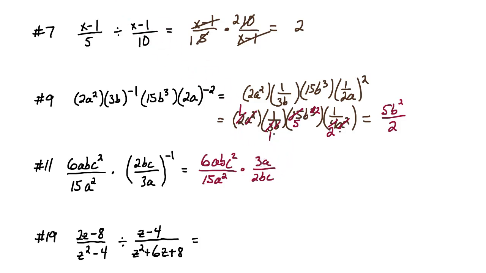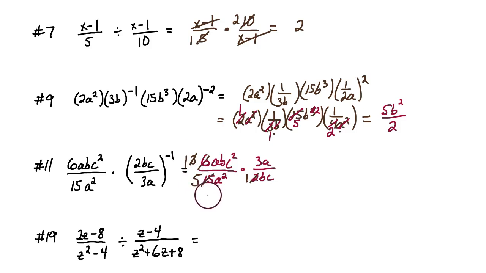Let's look for any reducing. There's a 6 on top and a 2 on the bottom. Both of those divide by 2. So 6 divided by 2 leaves 3, and 2 divided by 2 leaves 1. We can reduce the 3 and the 15. They both divide by 3. 3 goes into 3 once, and into 15 5 times.